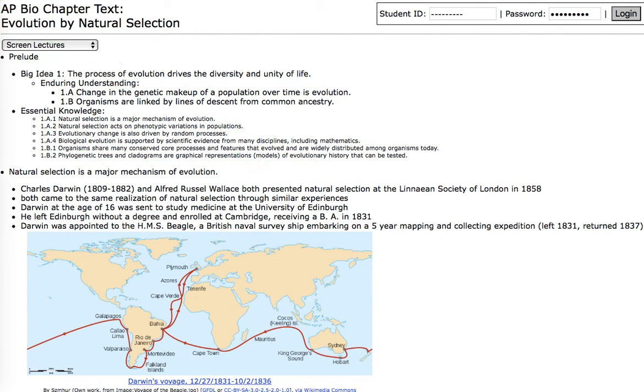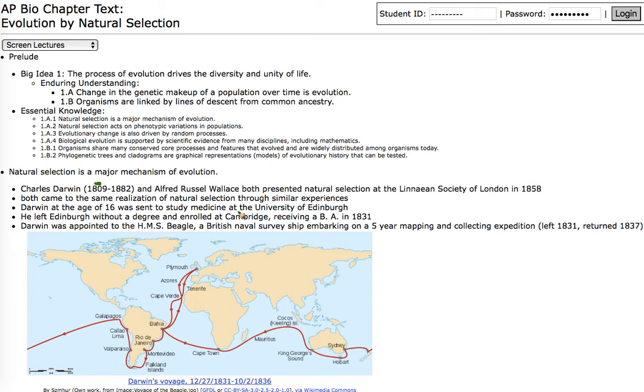So let's get started. The first thing we need to talk about is how natural selection is a major mechanism of evolution. But this first lecture is actually going to just talk about Charles Darwin. Charles Darwin wasn't the first person to propose a theory of evolution. Jean-Baptiste de Lamarck proposed the theory of evolution in 1809, which is coincidentally the year that Darwin was born.